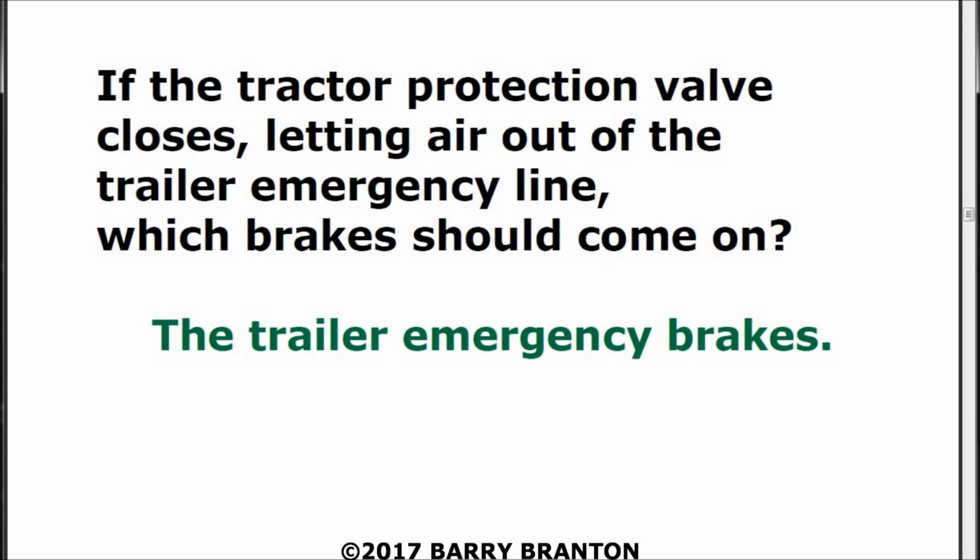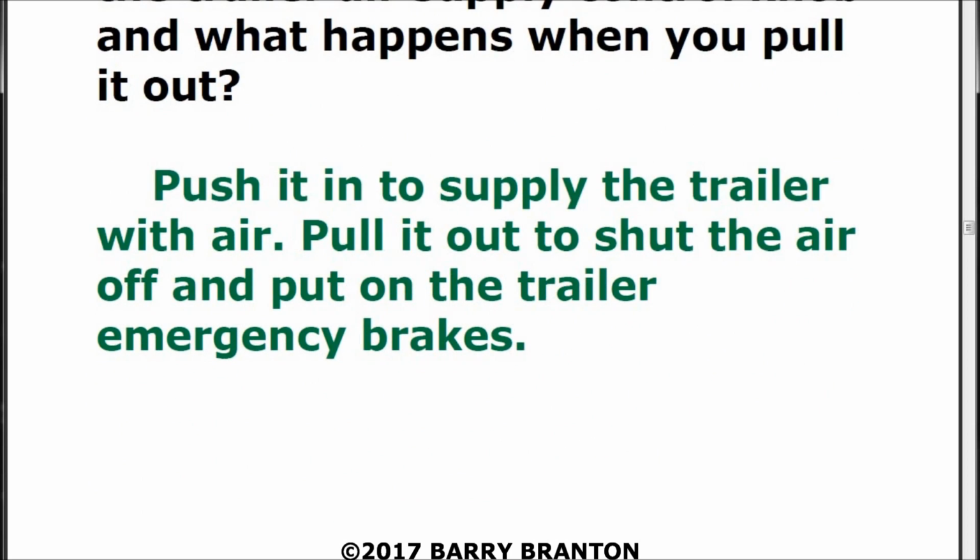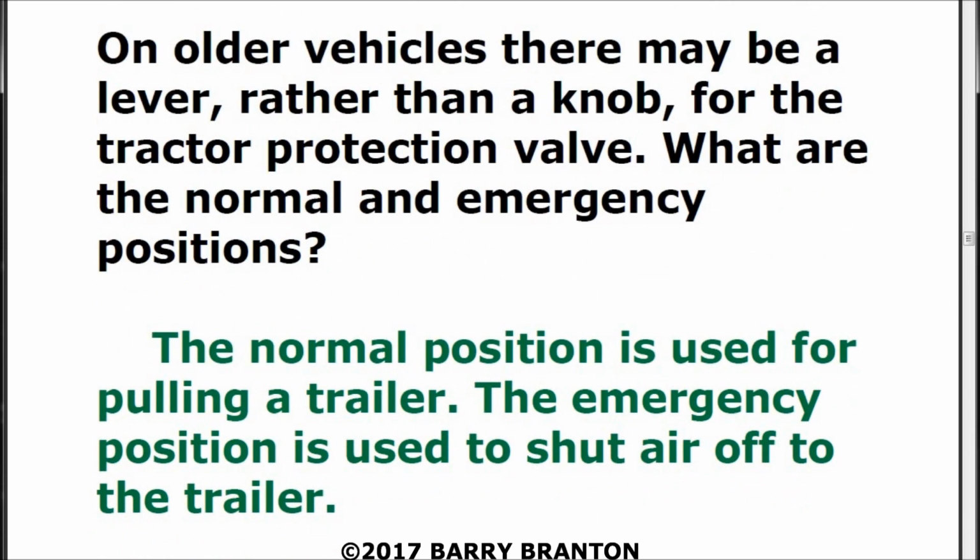If the tractor protection valve closes, letting air out of the trailer emergency line, which brakes should come on? The trailer emergency brakes. What happens when you push in the trailer air supply control knob, and what happens when you pull it out? Push it in to supply the trailer with air. Pull it out to shut the air off and put on the trailer emergency brakes. On older vehicles, there may be a lever rather than a knob.